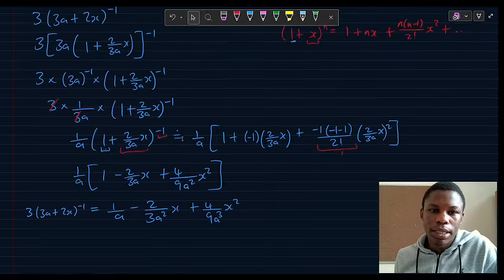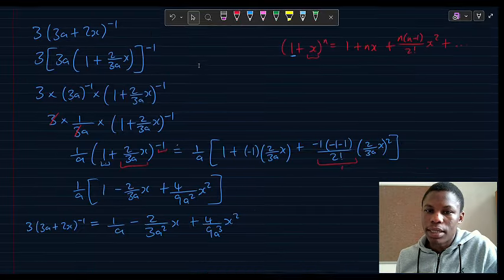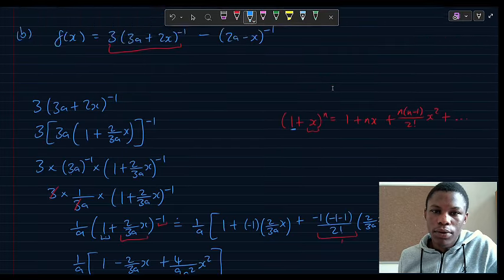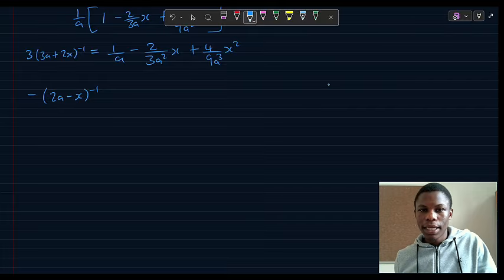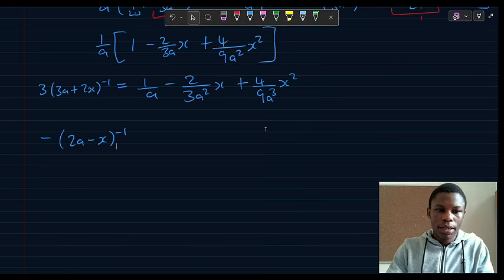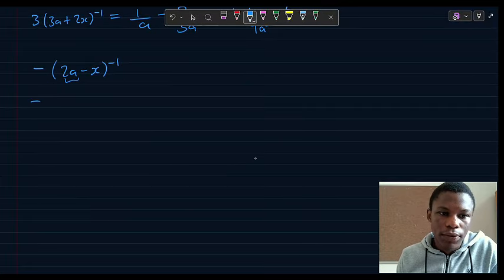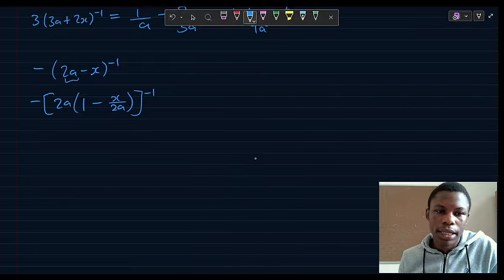And now we want to do the same thing, but for our negative 2a minus x to the negative 1. So I'll take it with the negative sign as well. It was negative 2a minus x to the negative 1. Negative 2a minus x to the negative 1. And again, the idea is the same. We need to have a 1 here. So I'm going to need to factor out the 2a. So I've got negative, factor out the 2a. So that becomes 1 minus, and that's now x over 2a. And this is all to the negative 1.